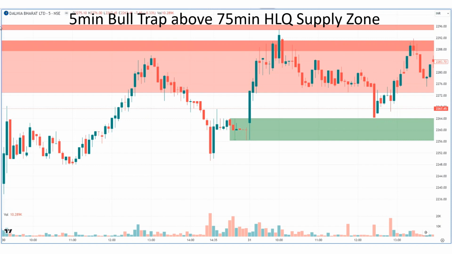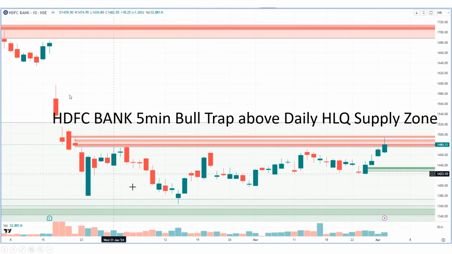Let me show you another example. This is about HDFC Bank. This is a daily supply zone. Actually, this is a daily chart. We have a drop, base, drop. And above this daily zone, there is a small zone that is a bull trap. This 5-minute supply zone is a bull trap.